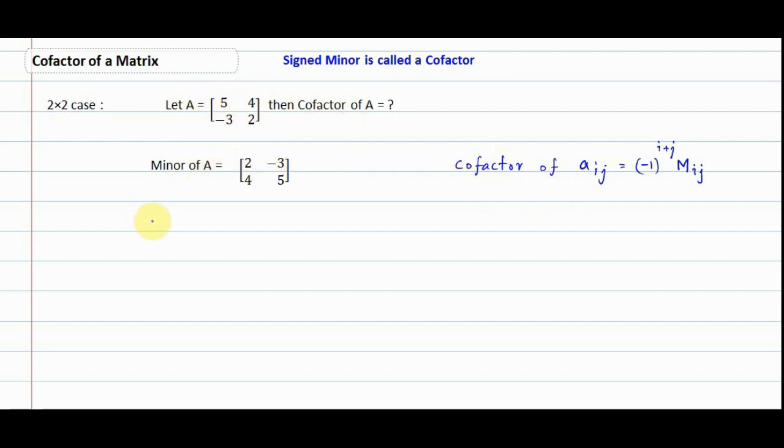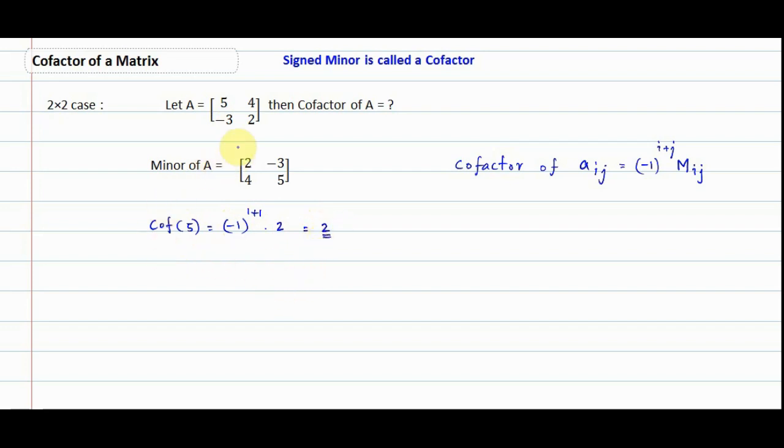So the cofactor of element 5 will be equal to minus 1 raised to i plus j, since 5 is present in the first row and first column. So the i value is 1, the j value is also 1. So minus 1 raised to 1 plus 1 into the minor value of 5. The minor value of 5 is 2. So minus 1 raised to 1 plus 1 into 2 will be the cofactor value corresponding to element 5. That will be equal to minus 1 raised to 2, that is plus 1. So the cofactor of 5 will be plus 2.